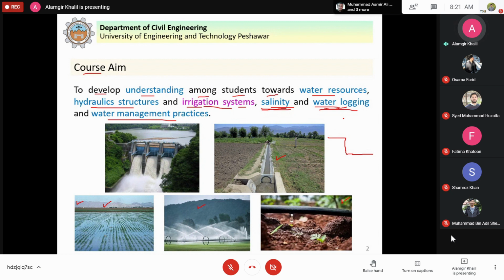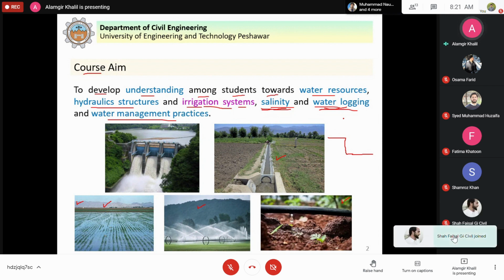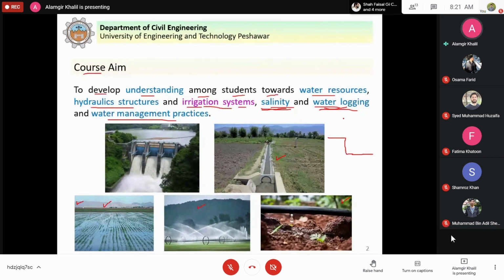Because of this dam construction, there is seepage of water, and as a result the water table rose, and it adversely affected the land productivity. This phenomenon is known as waterlogging. So we will study what salinity and waterlogging are, what the causes are, how to deal with such problems, and water management practices.